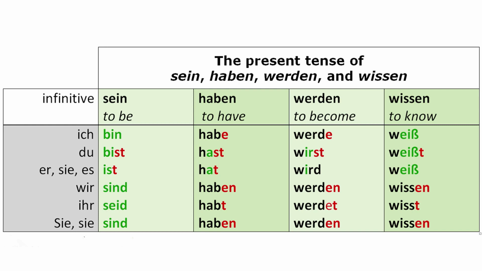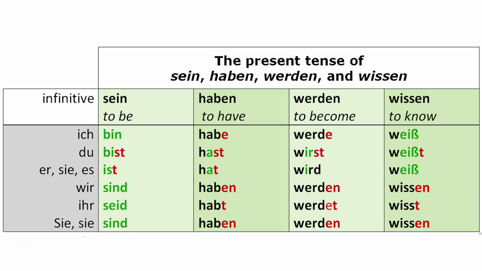Sein means to be. Haben means to have. Werden means to become. And wissen means to know. So first, ich bin. Du bist. Sie, es, ist. Wir sind. Ihr seid. Sie, sie sind.